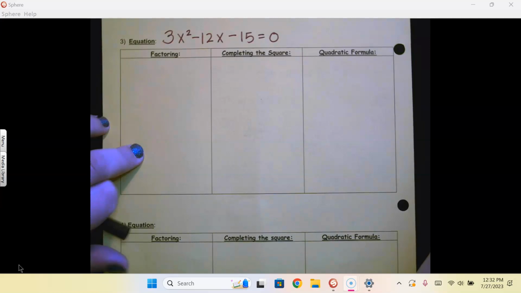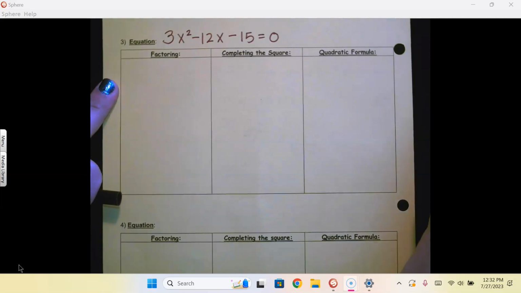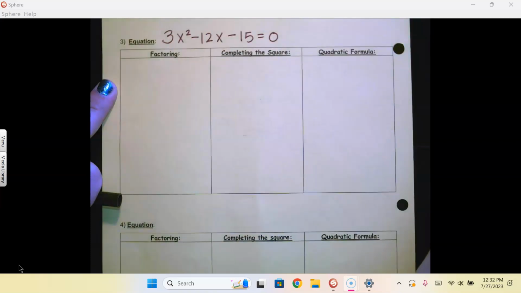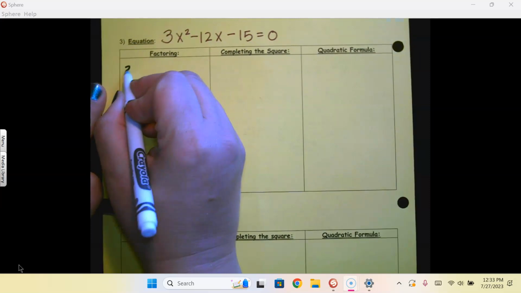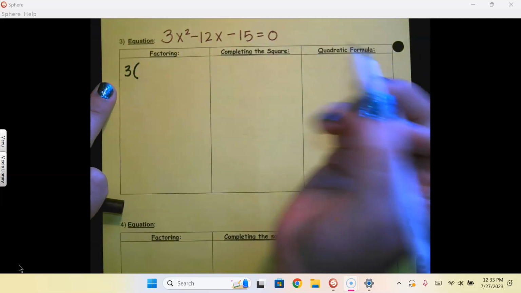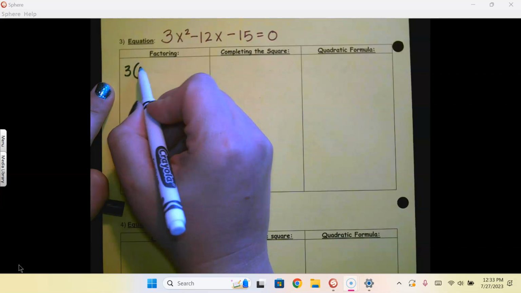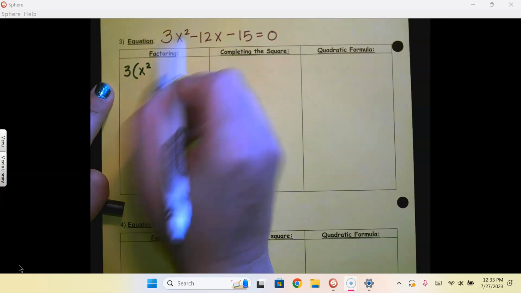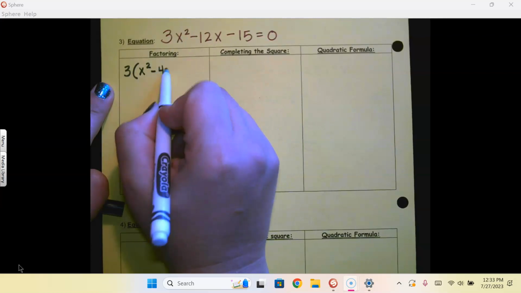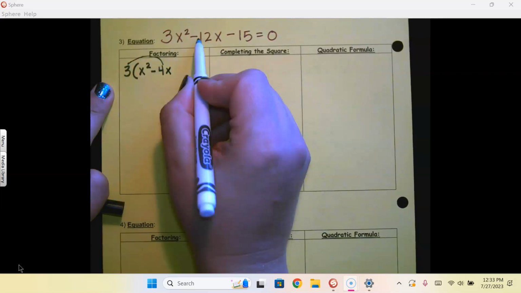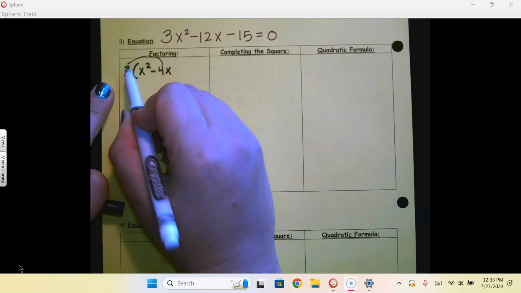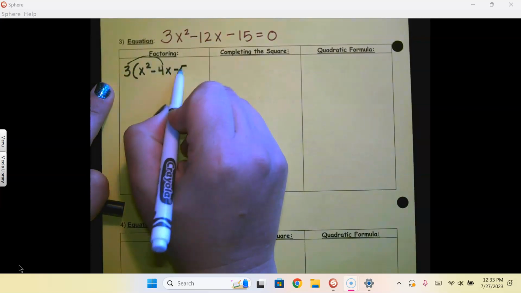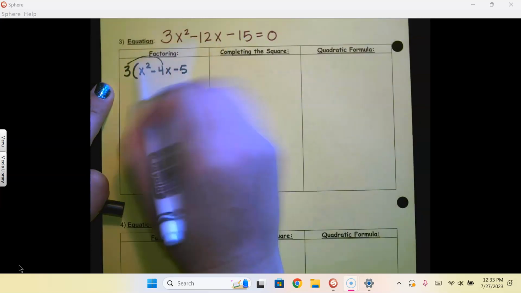And then we look for a GCF, something that goes into 3, negative 12, and negative 15. So I know that 3 can go into all of these. So I'm going to put the GCF in the front. I'm going to factor it out. So 3 times x squared is 3x squared. And then 3 times negative 4x is negative 12x. And then 3 times negative 5 is negative 15.